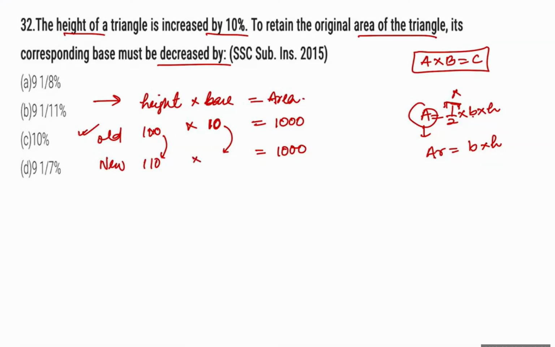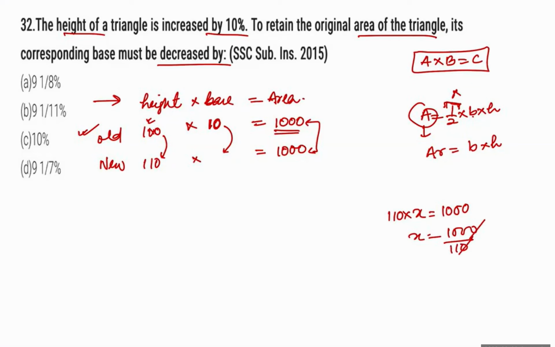110 into x to retain area 1,000. So 110 into x is equal to 1,000. x should be 1,000 divided by 110.